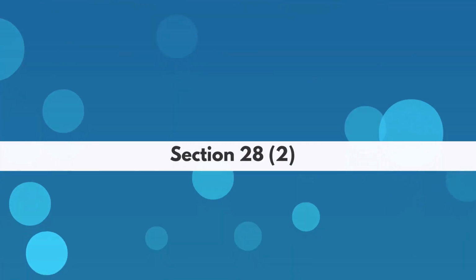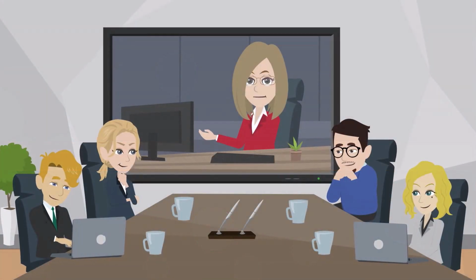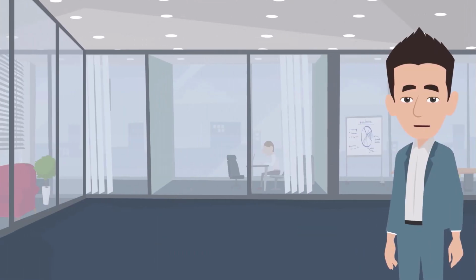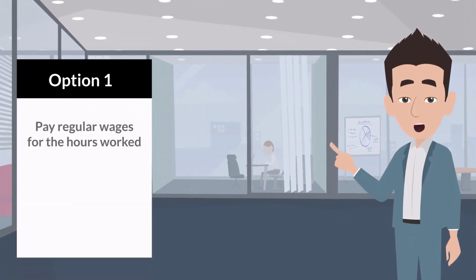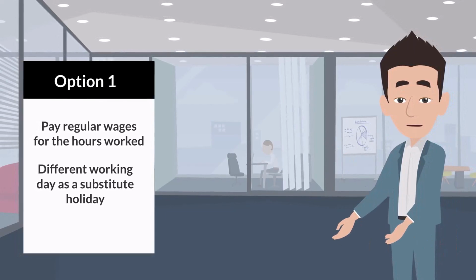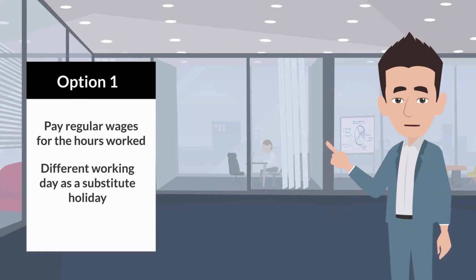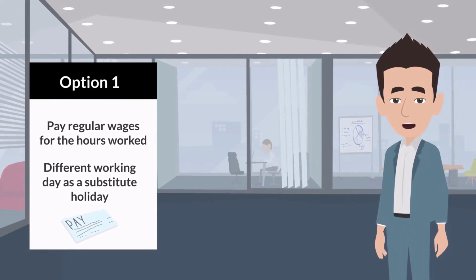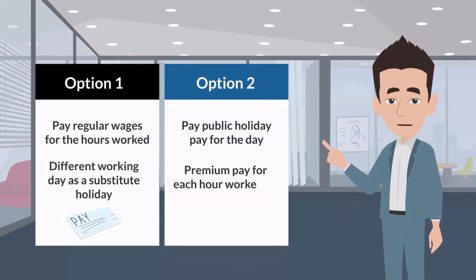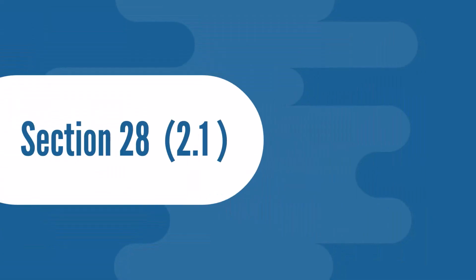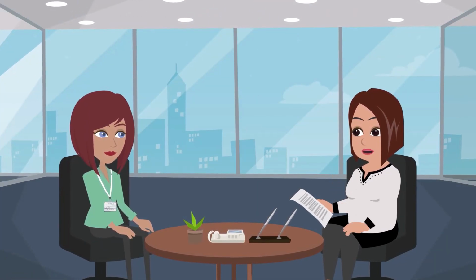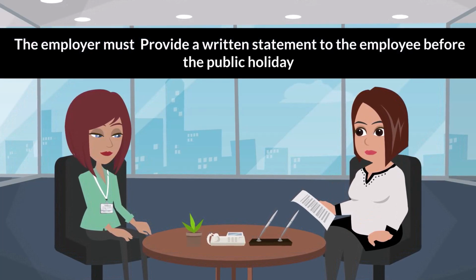Under Section 28, subsection 2, when an employee is required to work on a public holiday, the employer has two options for compensating the employee. Firstly, the employer can pay regular wages for the hours worked on the public holiday and provide a different working day as a substitute holiday, with the employee receiving public holiday pay for this substitute day. Alternatively, the employer can pay public holiday pay for the day, in addition to premium pay for each hour worked on that holiday. Section 28, subsection 2.1 mandates that if a day is substituted for a public holiday, the employer must provide a written statement to the employee before the public holiday.